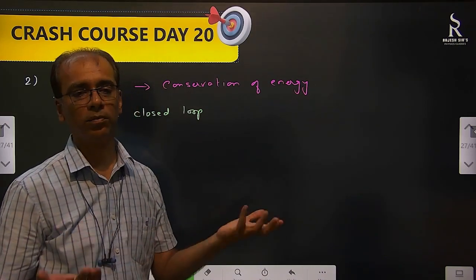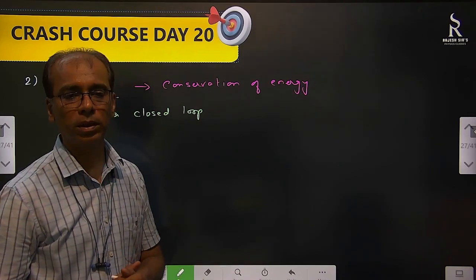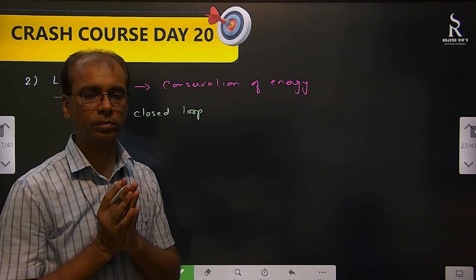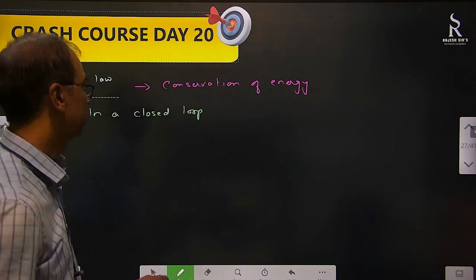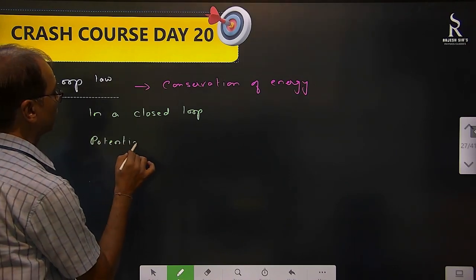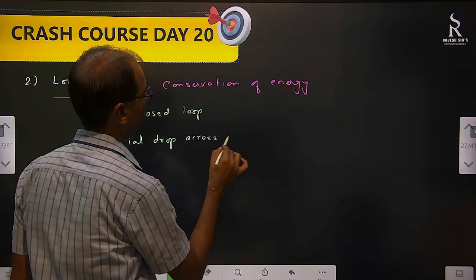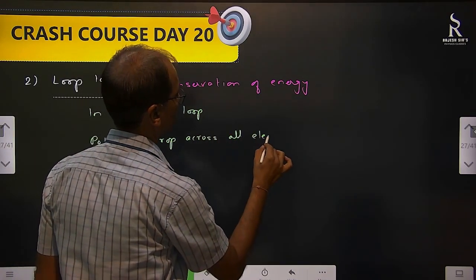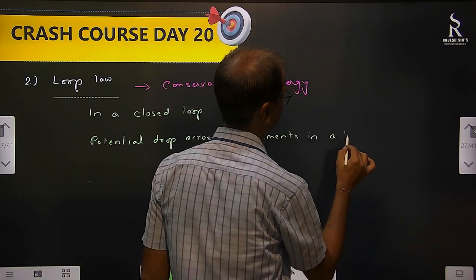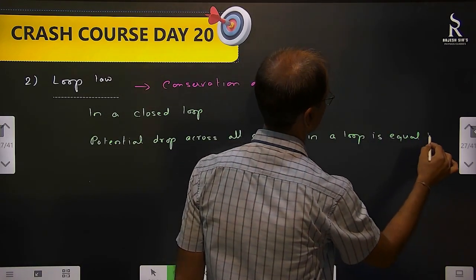If a bulb is there, it will give you light. If a fan is there, it will be converting it into mechanical energy. So whatever energy is given, that is used. So the potential drop in a closed loop, the potential drop across all elements in a loop, is equal to 0.